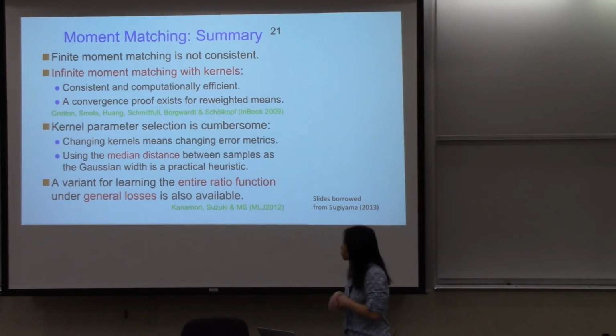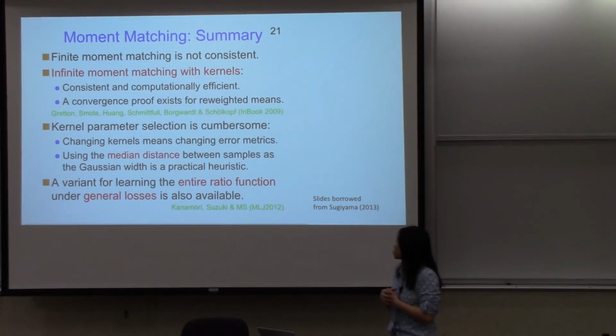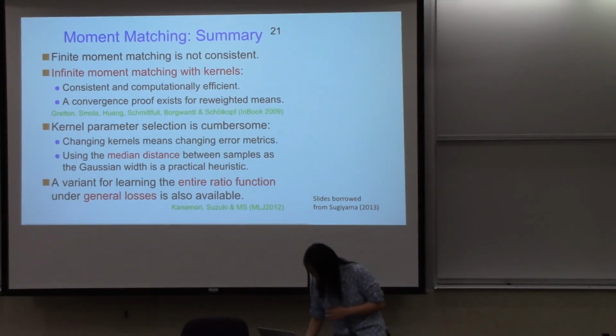Kernel parameter selection is also a problem. As we said, you need to choose the bandwidth carefully. And a variant for the entire ratio function under general losses is also available. This is not our focus today, so it's fine.